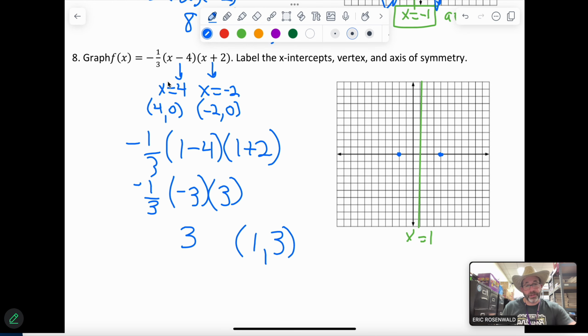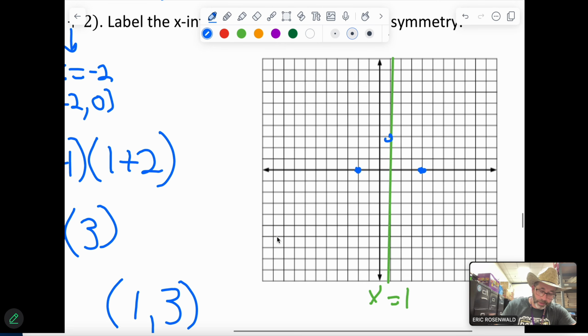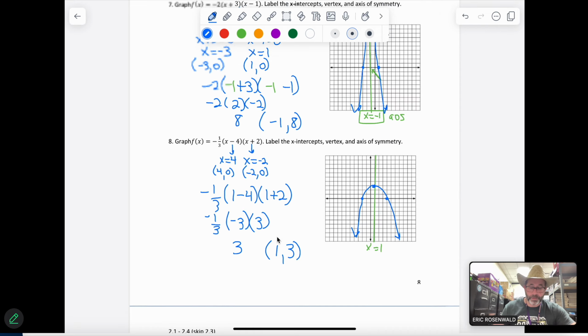That's just using my axis of symmetry from the problem here that we just found, and then using my y value that we just found and putting those together, and we have a vertex at (1, 3). And then we can go ahead and graph it, and there's our curve.